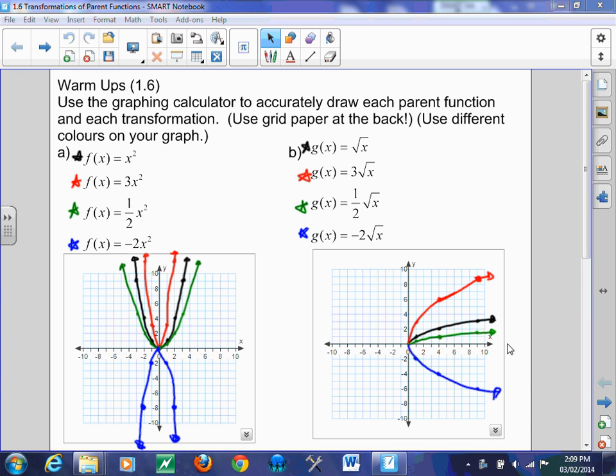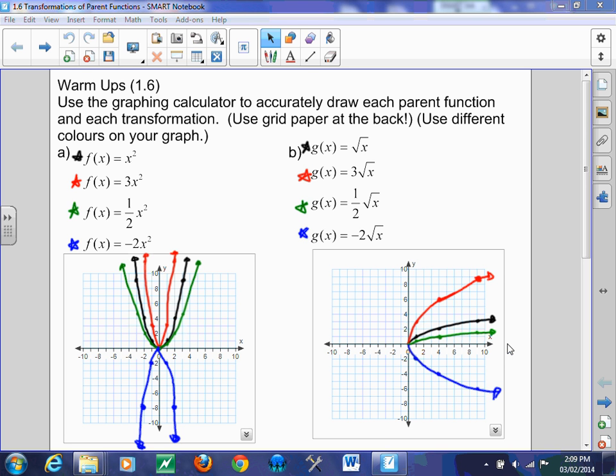Before we get into our lesson, we're going to take a look at one of the assigned questions for last day's homework. Last day's work was to use a graphing calculator to accurately draw the parent function and each transformation. So this is what we're going to be focusing on today, ladies and gentlemen: how to shift different parent functions. And we're going to start off with the parabola, which is a quadratic relation, because that's the one we're probably most familiar with. So let's take a look at A, ladies and gentlemen.